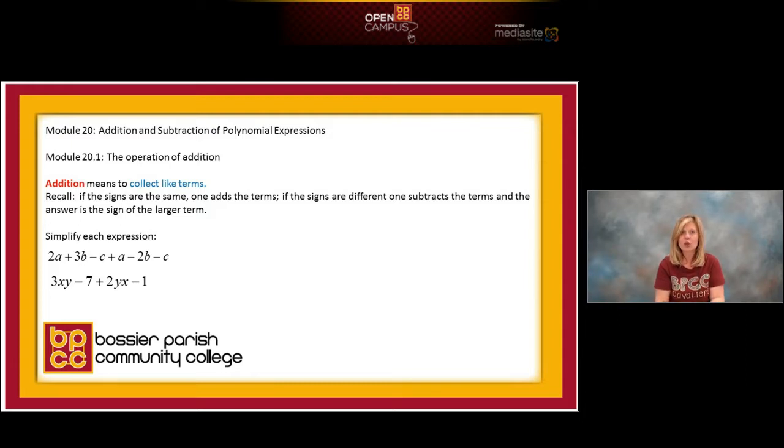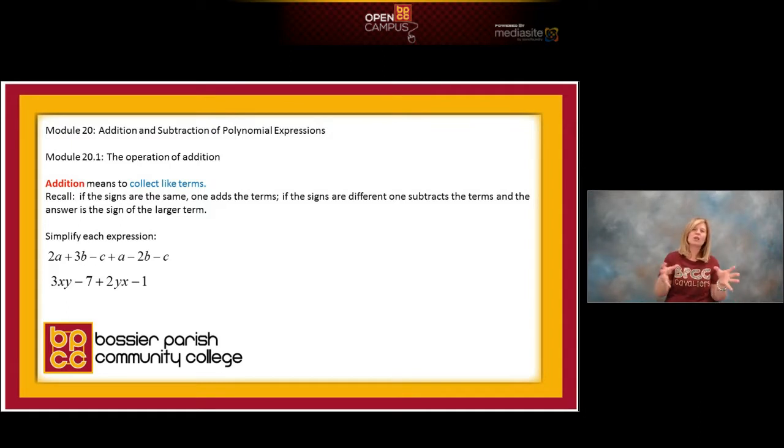We know they're like terms because we look at the variables. If the variables are identical, if I have an A and you have an A, they're alike, we can add them together. If I have an A and you have an A squared, they are not alike. We cannot add them together.